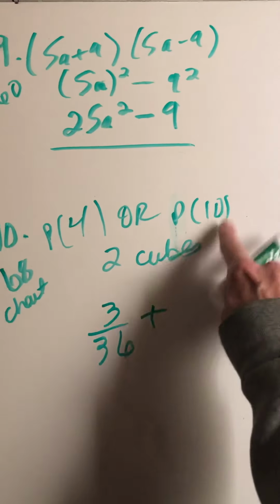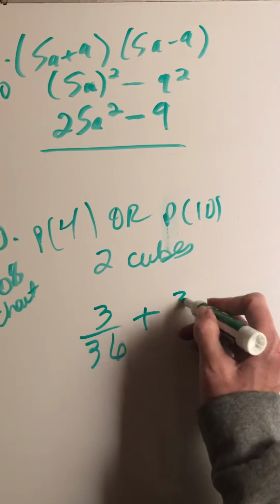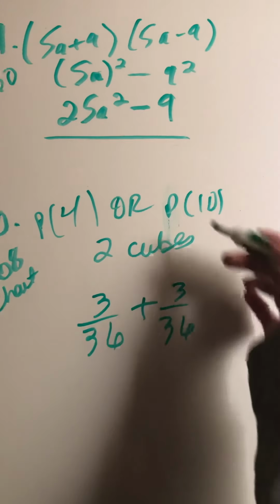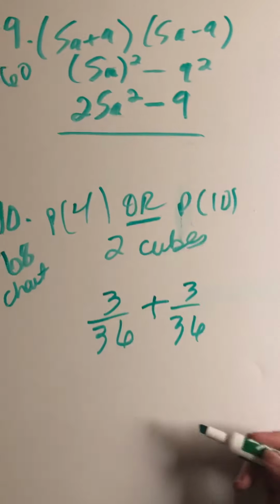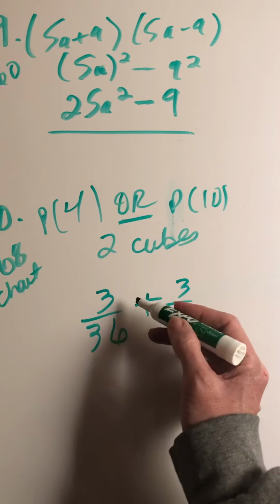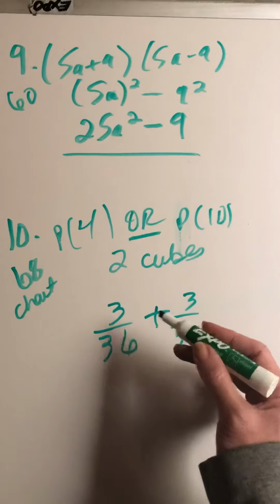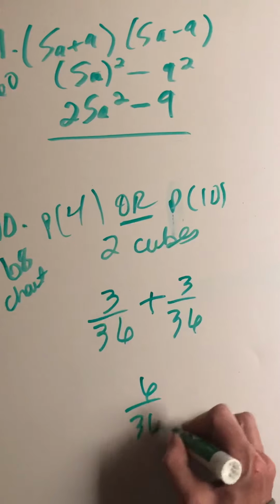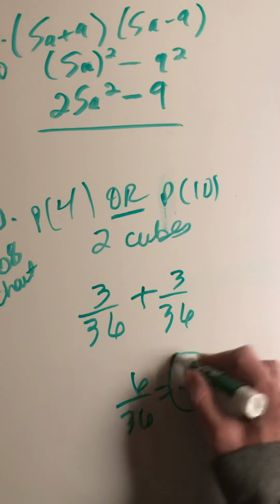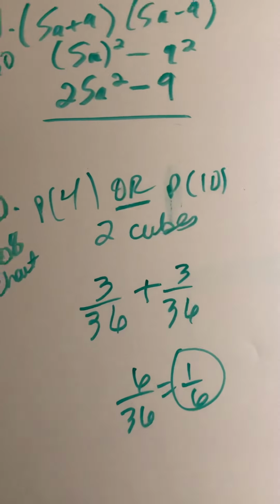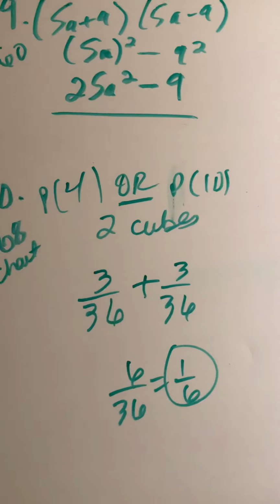Now for the 10, there's 3 10s on the chart, so 3 out of 36. So then we add. We're adding because it's or. If it said and, we'd be multiplying these two, but we're adding them because it's or. So 3 plus 3 is 6, 6 over 36, and then you always reduce if you can. So that comes out to be 1/6. So make sure you always reduce if you can.